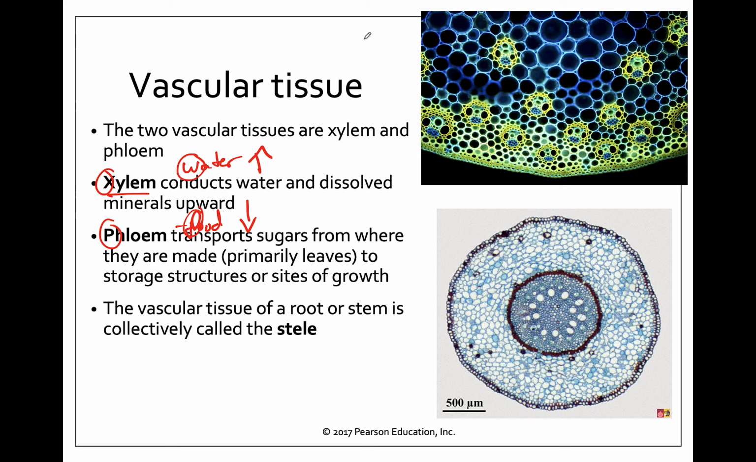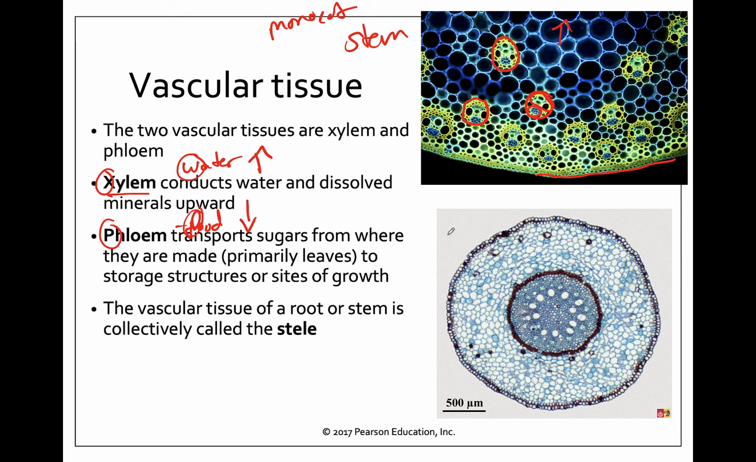In a stem, so this is a monocot stem, you can see that each one of these is a little vascular bundle. And we've got the phloem out here and the xylem in here. This is the center in there, and then this would be the epidermis out here. So you're only seeing part of the stem.